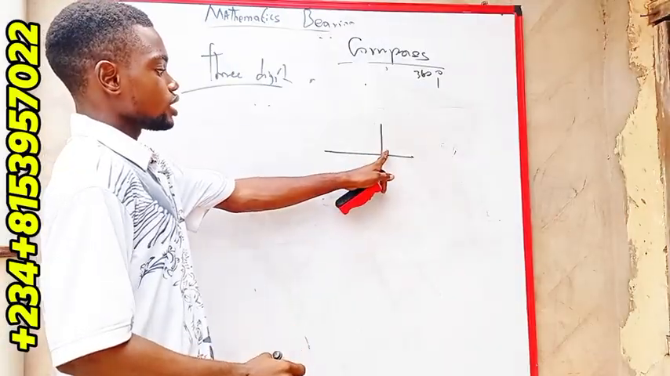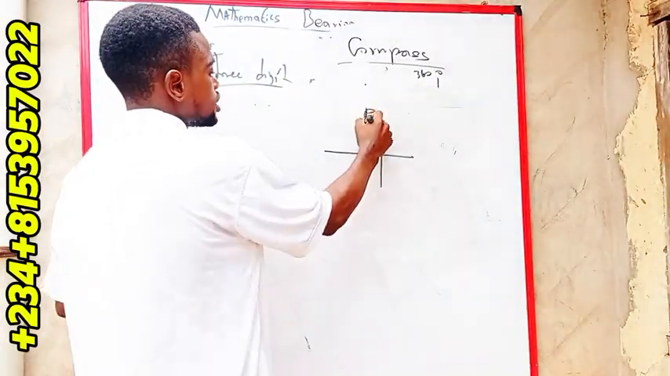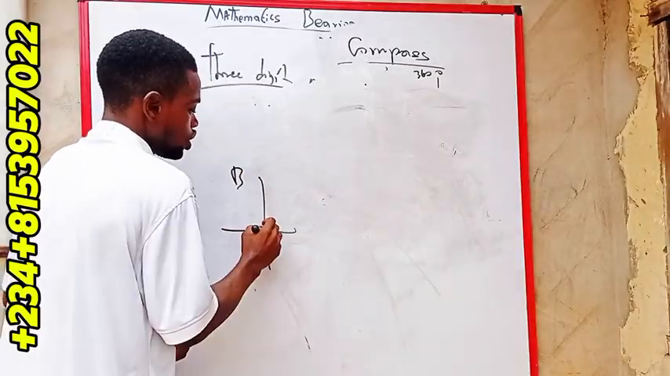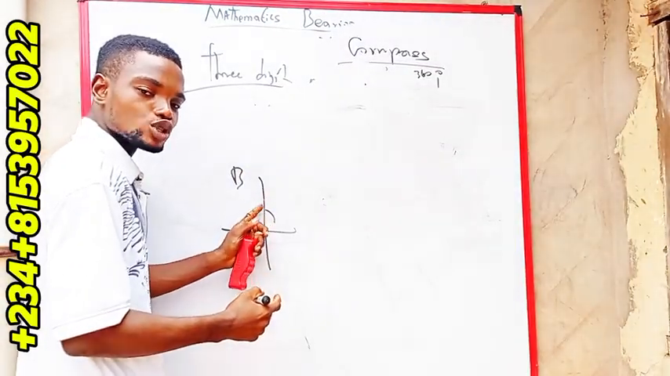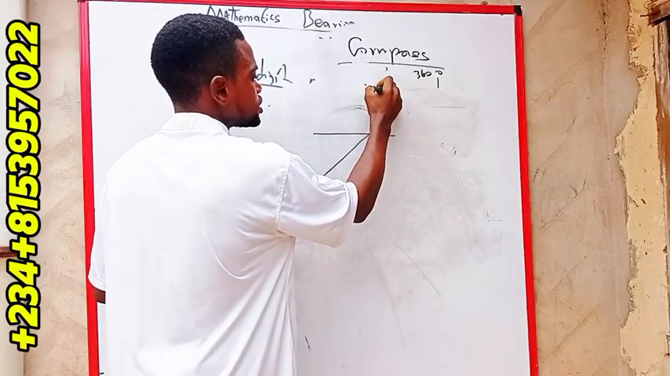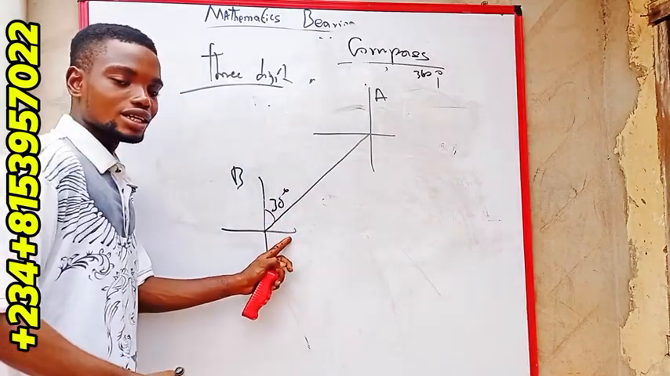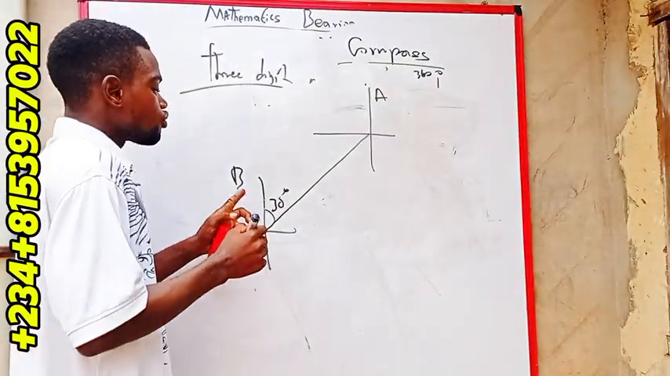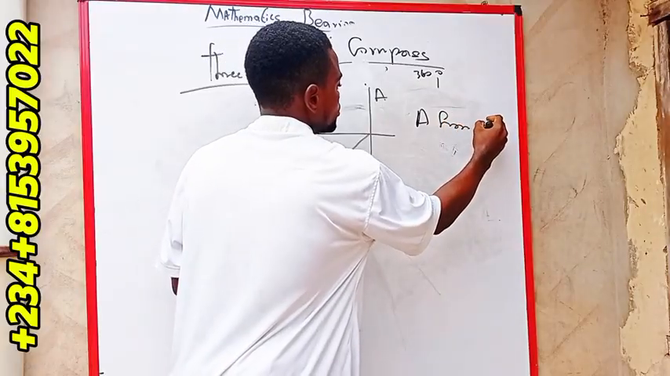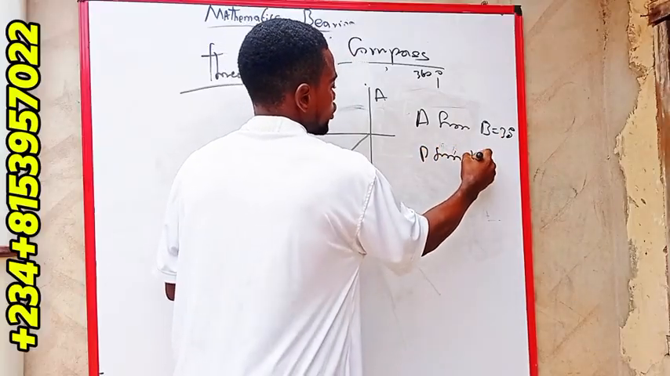Are you getting me? Point A. If the bearing of this point A from B, where is the starting point? The starting point is B. So the person moved from point B under the bearing of 30 degrees. Know that you must start from the north, and the person is now at point A. So if the bearing of A from B is 30 degrees, what is now the bearing of B from A? A from B equals 30. What is B from A?